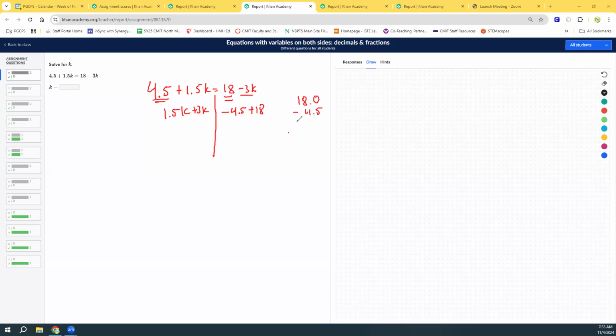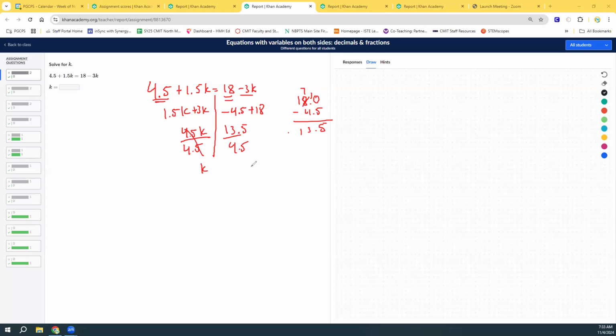So I just put a 0.0 up there. And so that's 5. 7 minus 4 is 3. Bring down the 1, so it's 13.5, and the bigger number is positive. Over here, we got 1.5 plus 3 is 4.5. Divide both sides by 4.5.